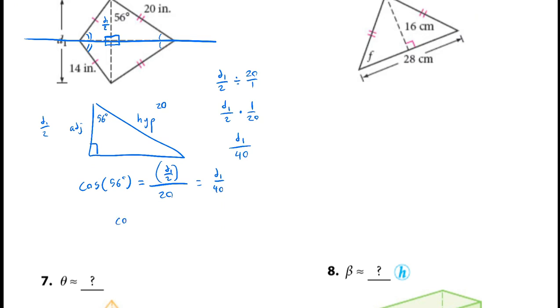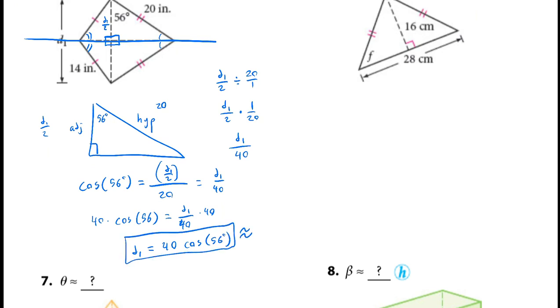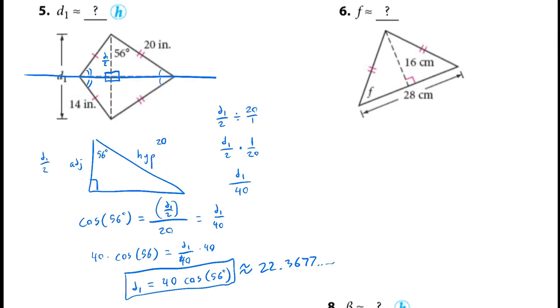Okay, so we got the cosine of 56 equals the length of diagonal 1 divided by 40. So we just multiply by 40. And we get that diagonal 1 is exactly equal to 40 times the cosine of 56 degrees. Okay, or that's approximately equal to 40 times cosine of 56. That's 22.3677. And you can round to whatever you want.